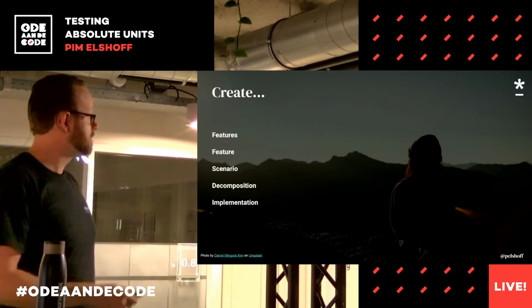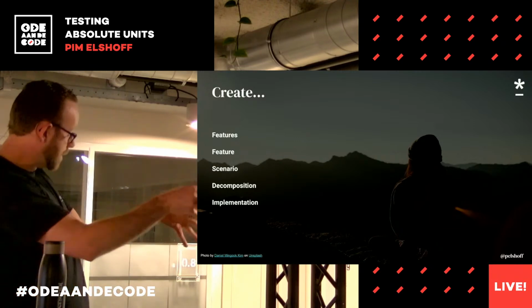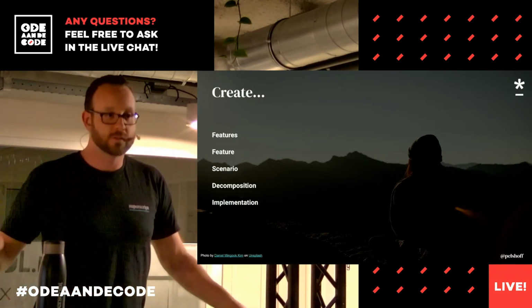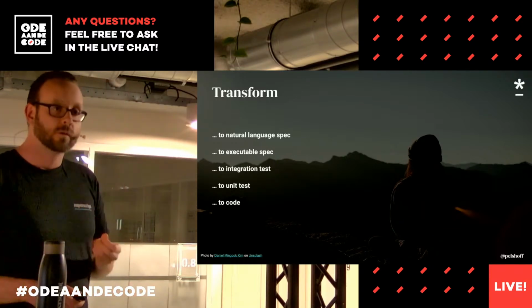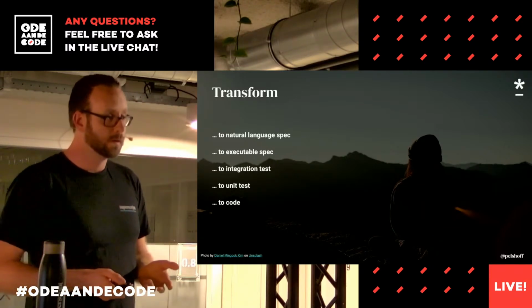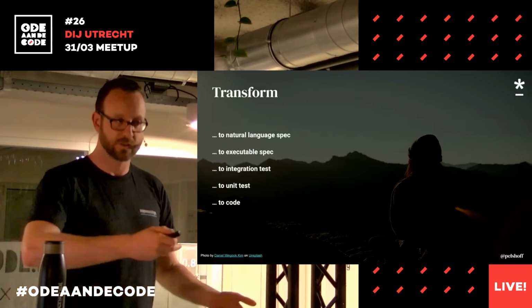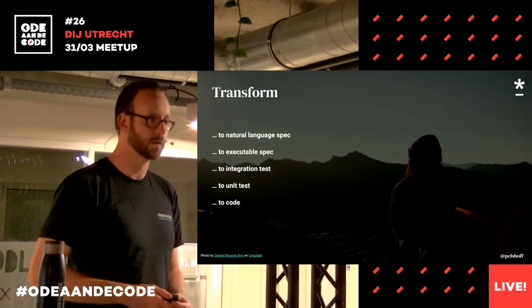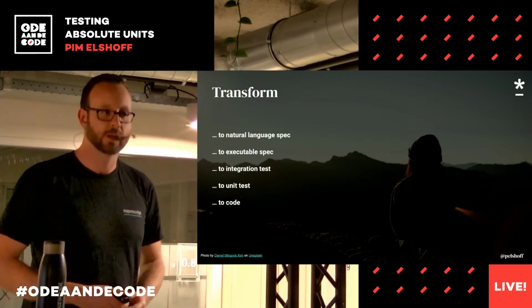So that almost looks like features, and then a feature, and then there's a scenario that we're implementing that's decomposed into certain problems, and that's implemented. Oh, that looks a lot like we go from a conversation to a specification, to an executable specification, to integration tests, to unit tests, to actual working code. I'm not saying this is easy, I'm just saying, flat theory.